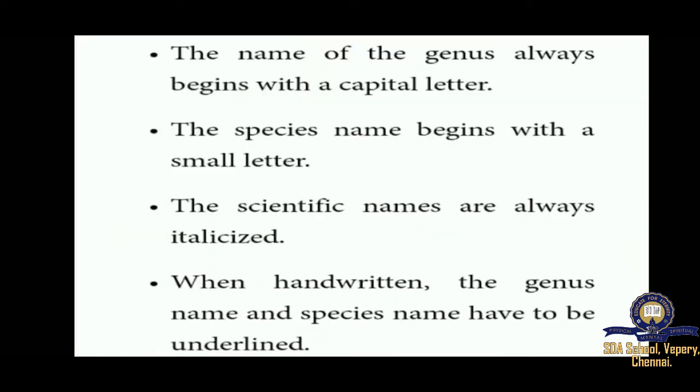The name of the genus always begins with a capital letter. The species name begins with a small letter. The scientific name is always in italics. When handwriting, the genus name and species name have to be underlined. A few examples of names of organisms written in this system.